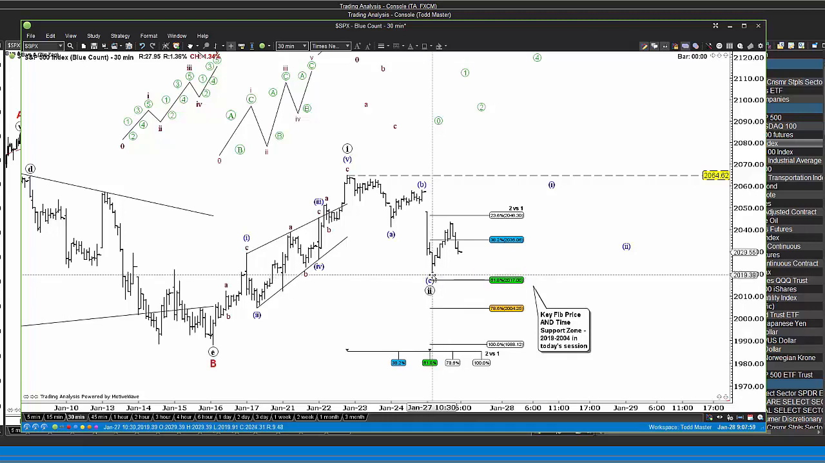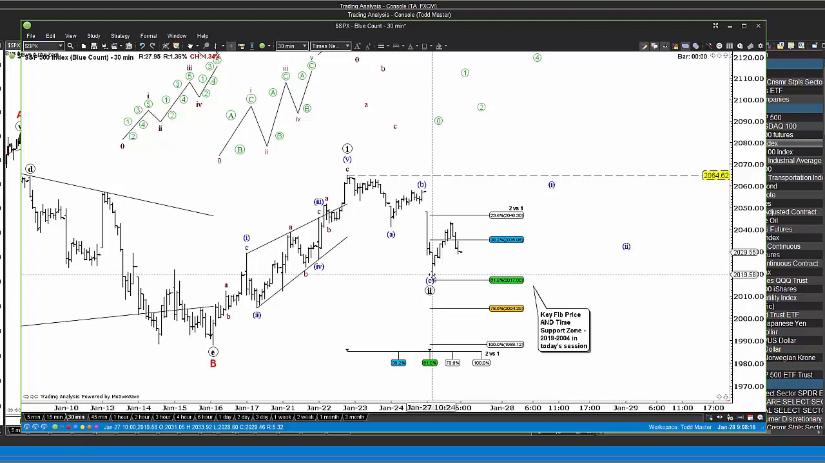The low was 2019 at 10:24 a.m. So we missed by 2 points in 24 minutes. So not bad. Okay, you can't make this stuff up.